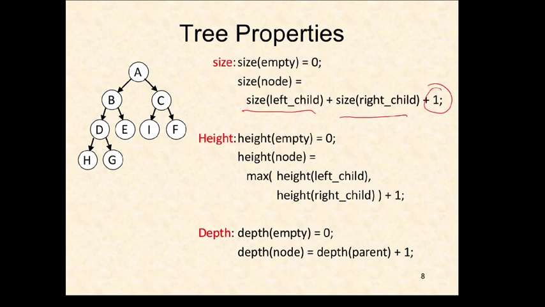So, for instance, if I gave you a pointer to F, you would say, well, is that a null pointer? No, there's something there. So, recursive definition: size of F's left subtree, which is 0, size of F's right subtree, which is 0. We've got 0 plus 0 plus 1 for F itself, so we would say the size of the tree rooted at F is 1.